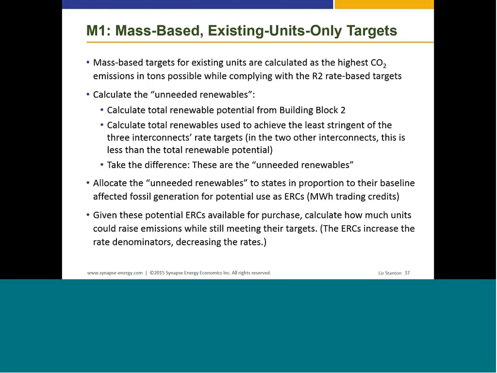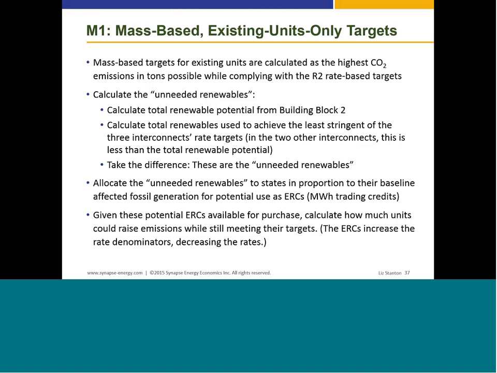They're allocated to the states in proportion to their baseline fossil generation that's covered under the rule. The thought experiment they're doing is that if those unneeded renewables were out there available as what we've been calling ERCs, which are emission rate credits, that's what I was saying as offsets before. They're basically offset credits. If those were used as ERCs, then how much could the fossil and NGCC units raise their emissions while still meeting their targets?